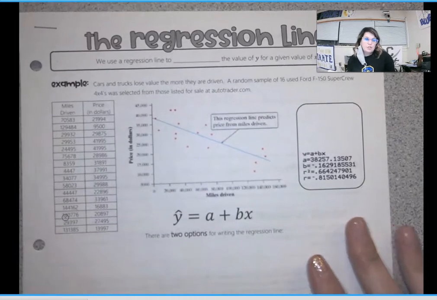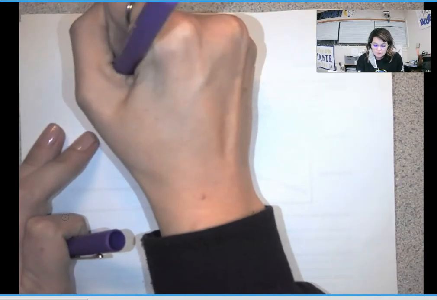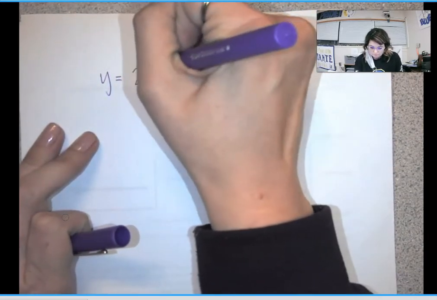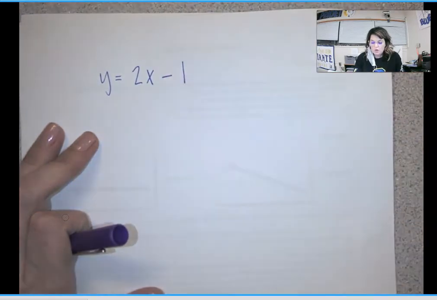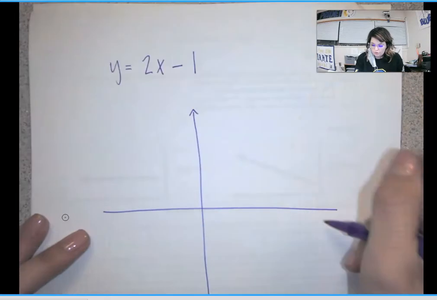So this whole idea of a regression line is based around the same idea as a line in mathematics. In 9th grade, you started learning about lines and that lines can be written using an equation. So let's say we have the line y equals 2x minus 1. Hopefully this doesn't sound too foreign.